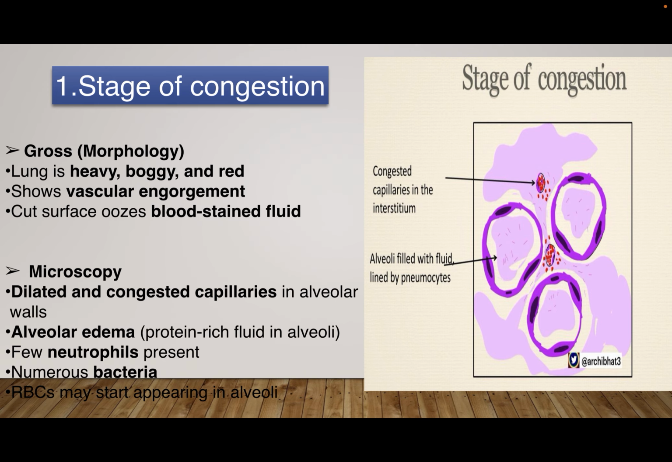Now, the stage of congestion. First, the gross features. Here, the lung is heavy, boggy, and red in color. It also shows vascular engorgement. The cut surface of the lobe oozes blood-stained fluid.